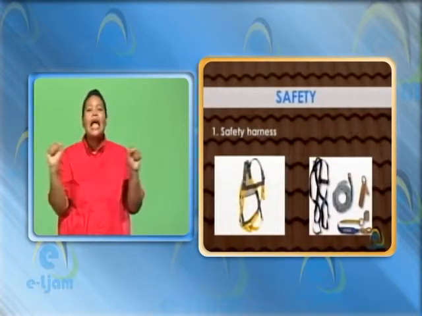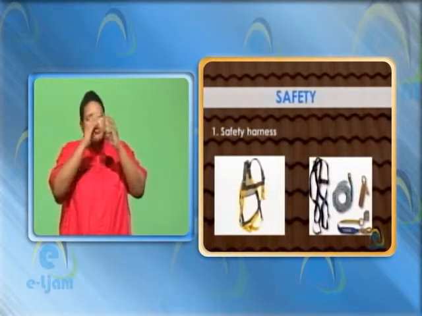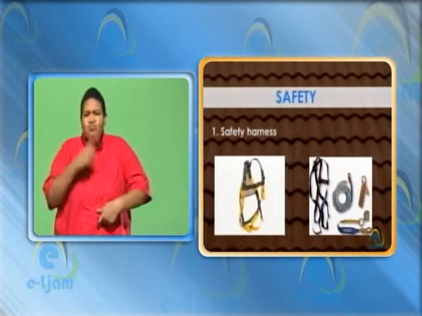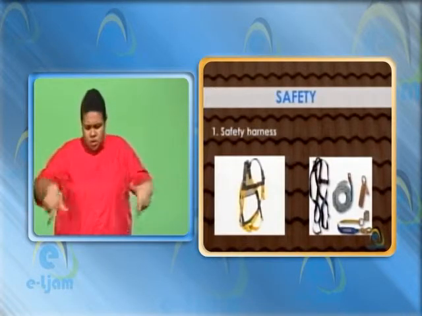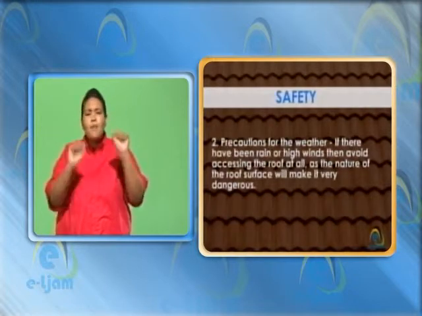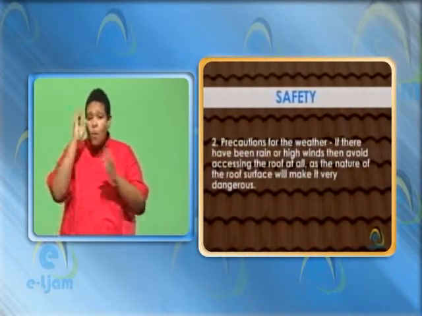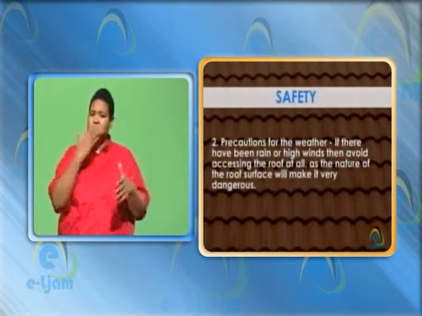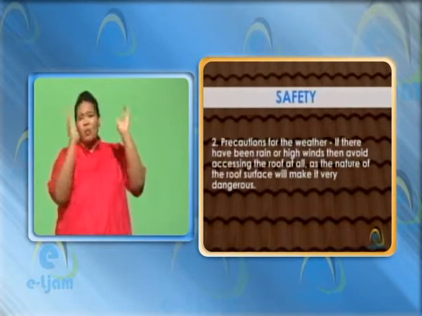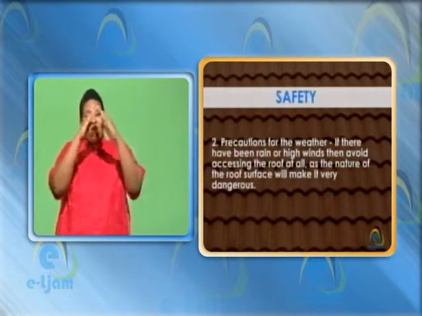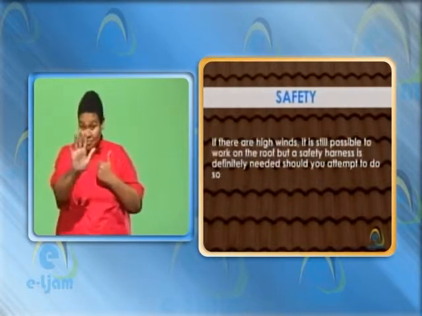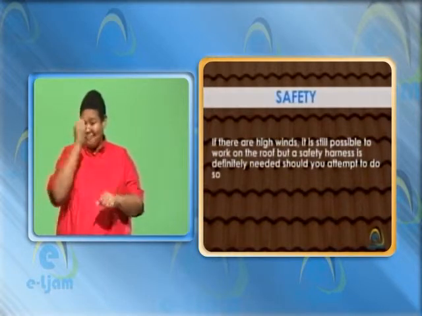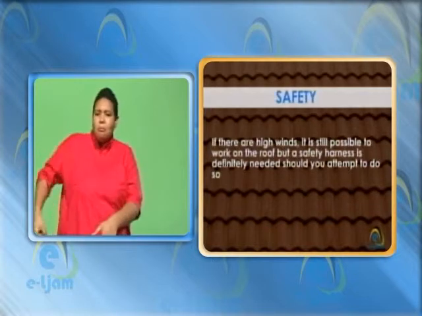Segment 3. Safety precautions to be observed when installing roof coverings. 1. Safety harness. A simple and yet important tip is to use a safety harness where possible. 2. Precautions for the weather. If there has been rain or high winds, then avoid accessing the roof at all, as the nature of the roof surface will make it very dangerous. If there are high winds, it is still possible to work on the roof, but a safety harness is definitely needed should you attempt to do so.